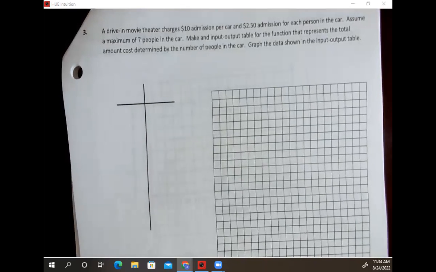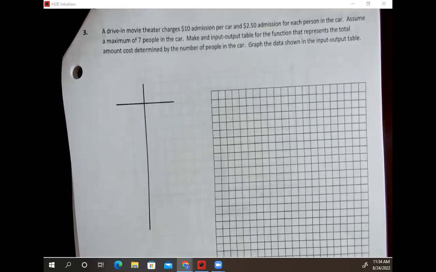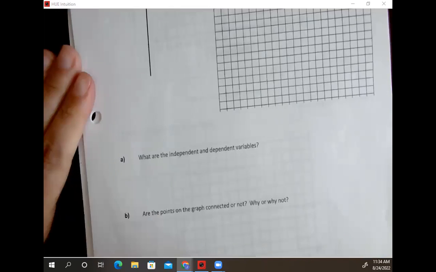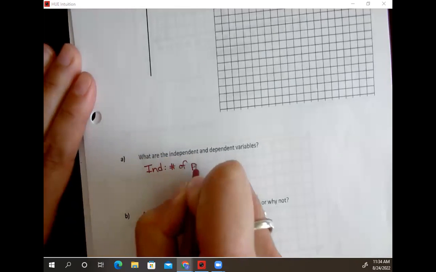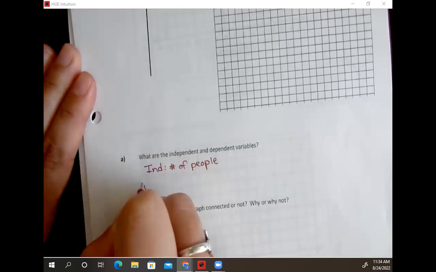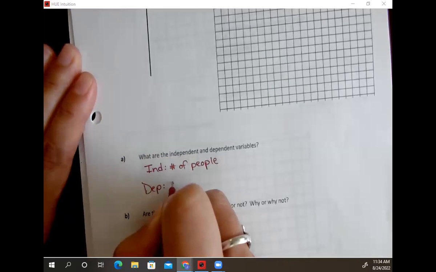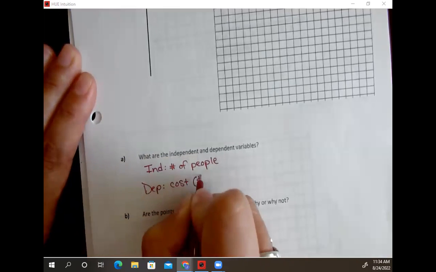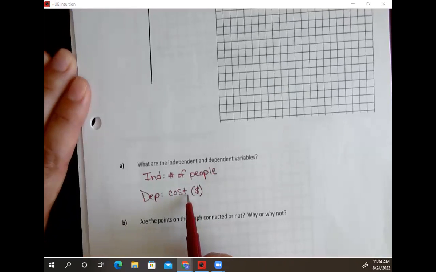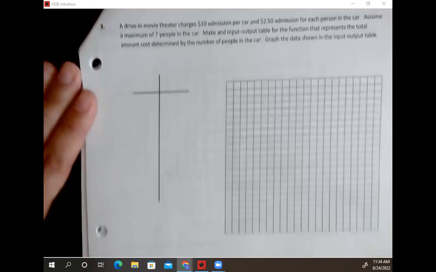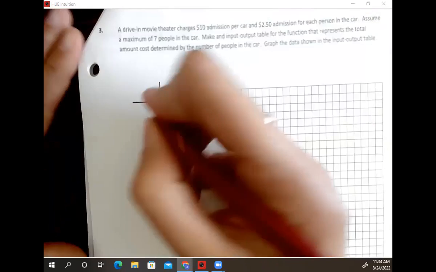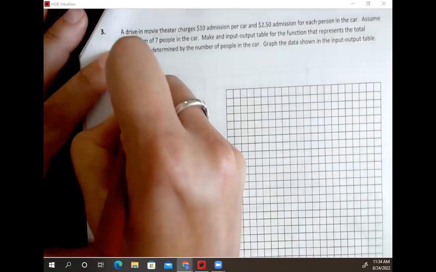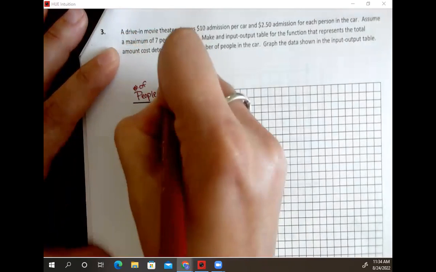What are the 2 things I'm keeping track of here? People and cost, right? Which of those is my independent variable? Number of people. So then my dependent variable would have to be the cost, right? The amount I have to pay depends on the number of people in the car. I'm going to set this up with my number of people over here on the left and our cost on the right.